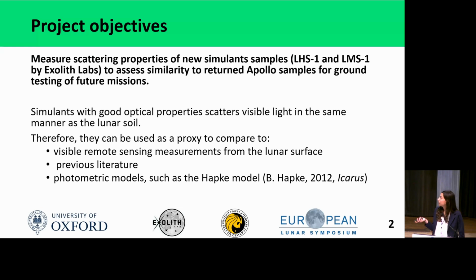So we were contacted by a company that asked us to measure scattering properties for these two new simulants from the Exolith lab that throughout the week were at the front of the room, and luckily they're not there anymore, to assess similarity to returned Apollo samples for future rover ground testing. Optical properties are important and interesting for lunar soil simulants because they can be used to compare to visible remote sensing measurements from the lunar surface. They can be compared to previous literature and to photometric models like the Hapke model.